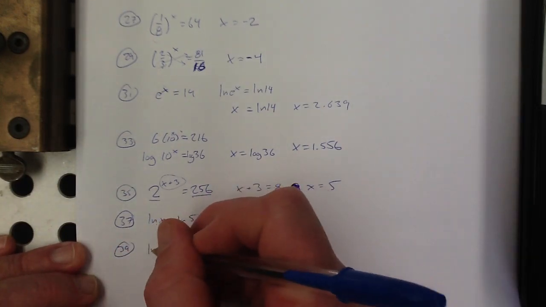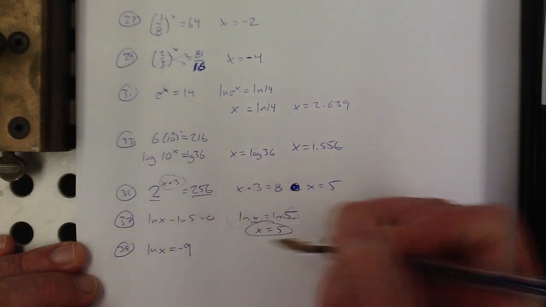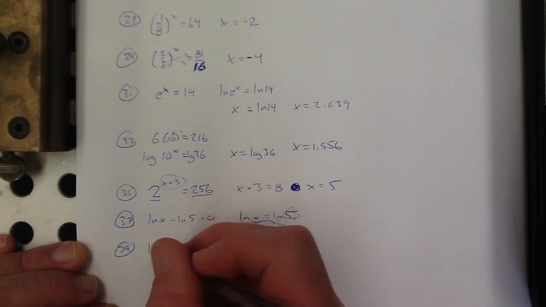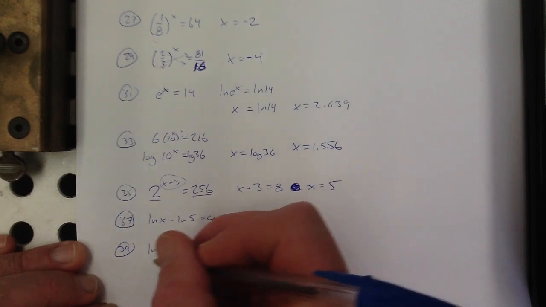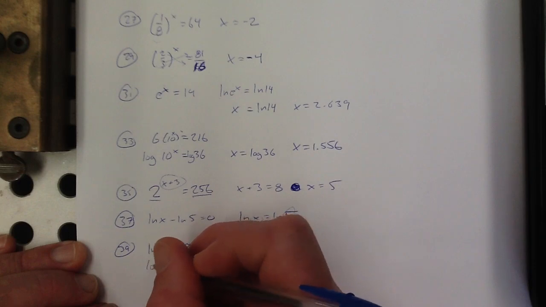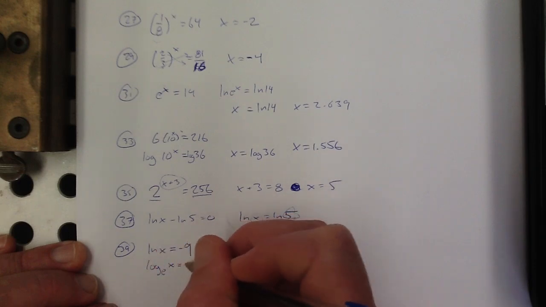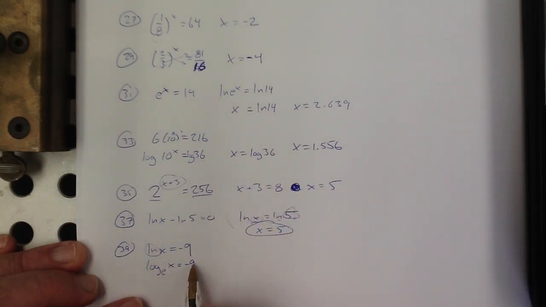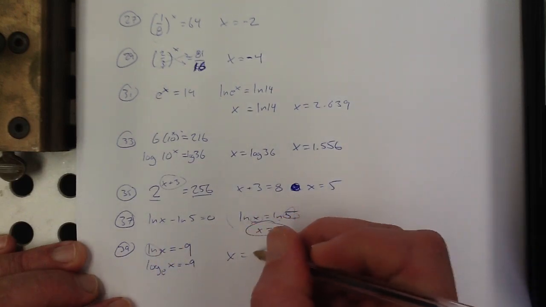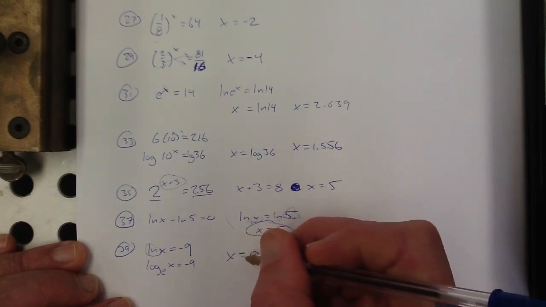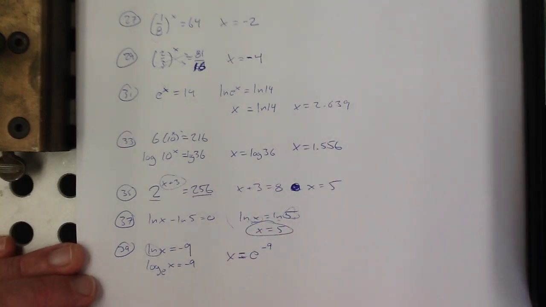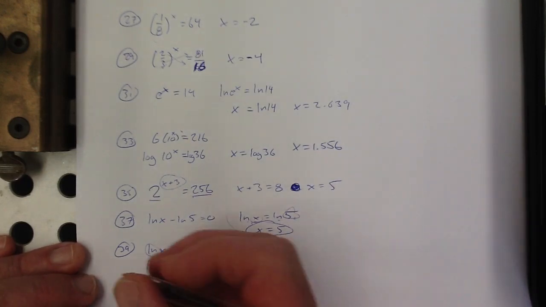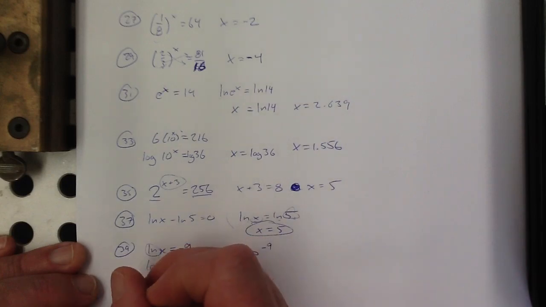Number 39, natural log of x is equal to -9. Well, natural log is log base e, right? So that's the rewrite of this. Sometimes it really does help to just rewrite natural log as log base e. That means e to the -9 is equal to x. And, I mean, you could do that with your calculator, but that's the exact answer, so whatever that is, I think we're happier with that version of the answer, right?